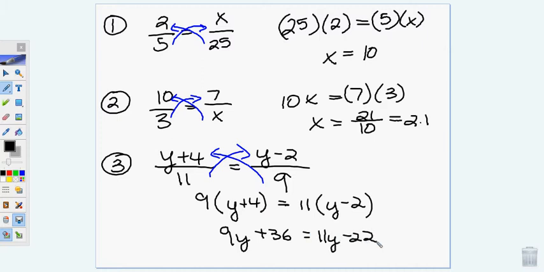Subtract, let's do it the other way. Subtract 9y from both sides and add 22 to both sides. Okay, I'm going to move over here because I'm running out of space. So I'm going to end up with 2y equals 58 and y equals 29. All right, number 4.